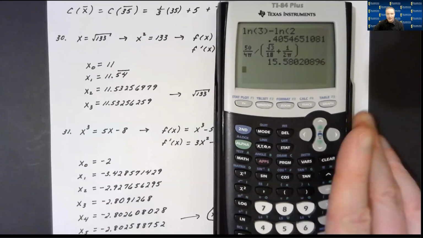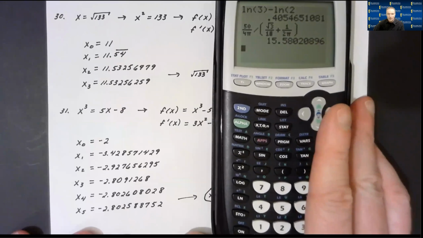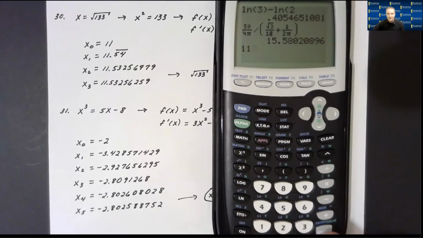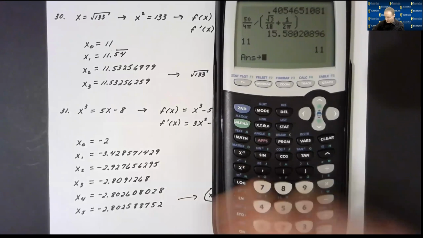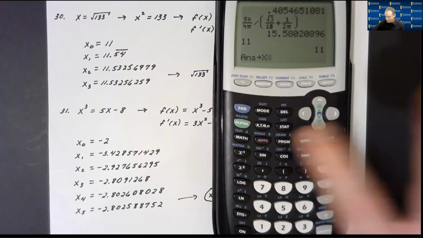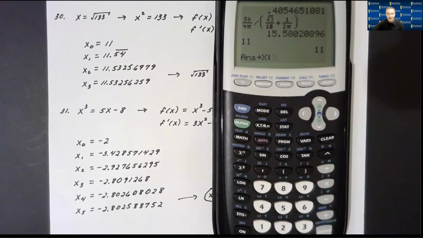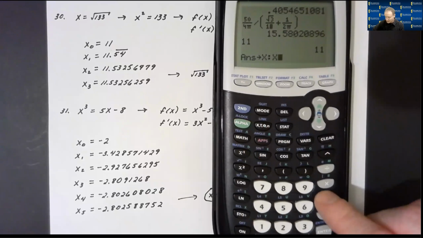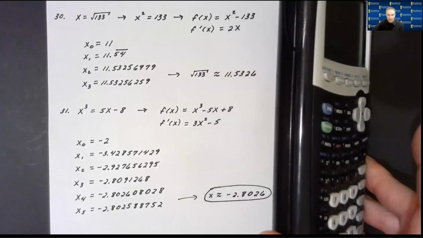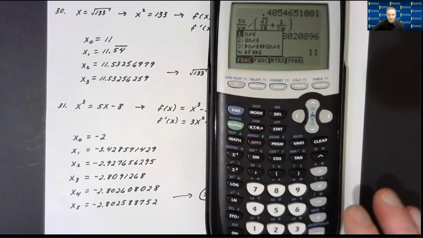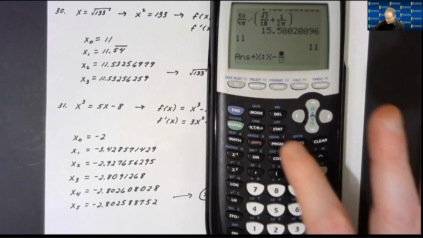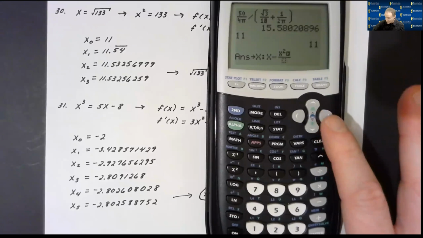So to show the Newton's method here, I could go in and say, well, all right, I'll put that 11 in as an answer. I will then store that answer in as my variable x, and then go colon, type in Newton's method. It is always x minus f of x divided by f prime of x. So x minus f of x in this problem was your x squared minus 133. So I'll create a nice fraction here and say x squared minus 133.